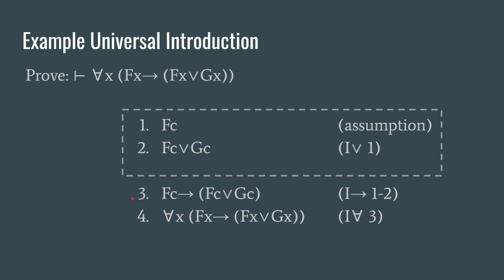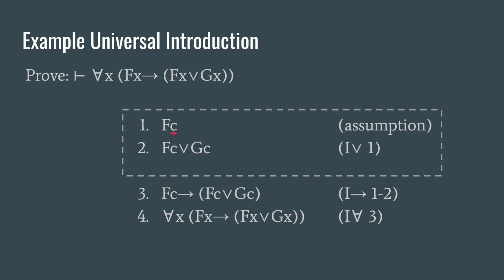The point here is that line 3 follows from lines 1 and 2, no matter what we picked for the constant here. We have c here, but that didn't matter. We could have put d, e, f. This could be talking about LeBron James. It could be talking about Dwight Howard. It could be talking about Harden. Doesn't matter what we chose here. The reasoning follows. So we're justified in this step 4 here, introducing the universal quantifier.